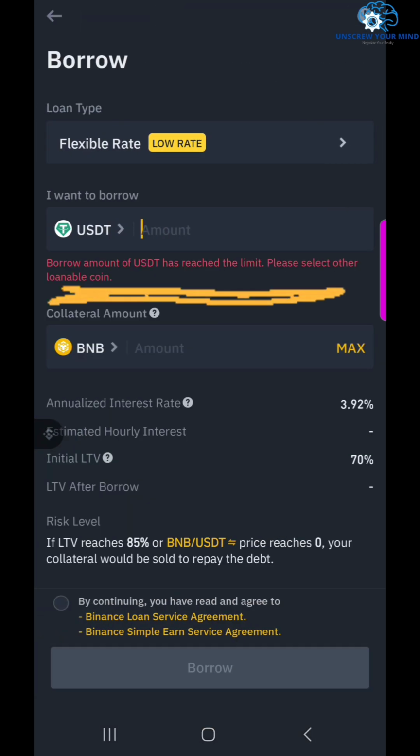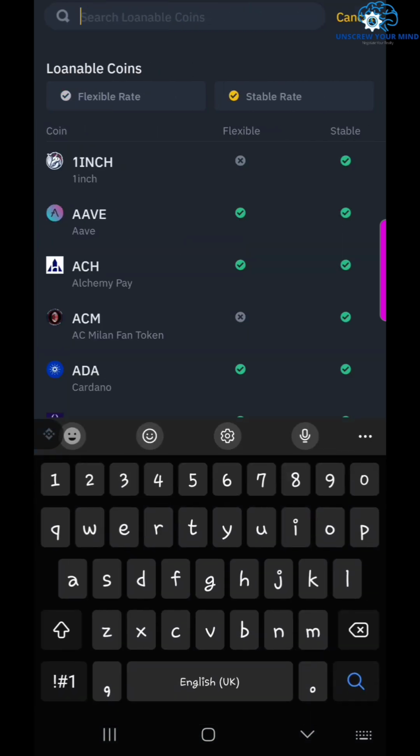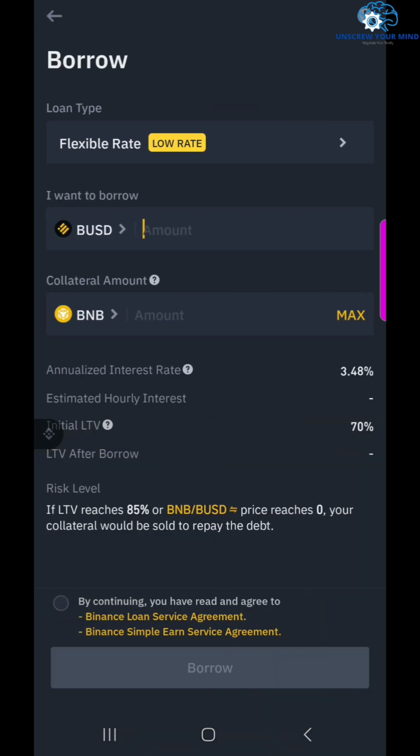but it's saying that the borrow amount of USDT has reached the limit. Please select another loanable coin. Okay, so for the coins that are available to borrow, there's usually a limit, and it seems that USDT has already reached its limit. So we can select another coin. So I want to borrow a stable coin, so I can select BUSD. Let's see if it's available. It's available. So that is the coin I want to borrow, and collateral amount is what I'm going to use as collateral in my spot wallet.